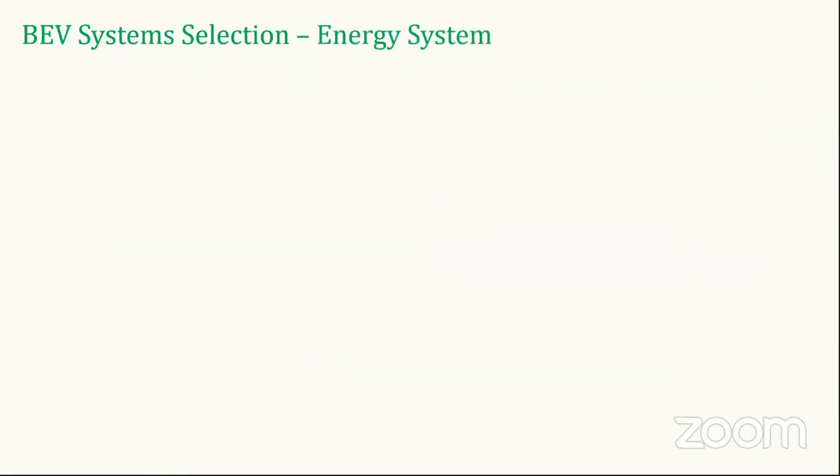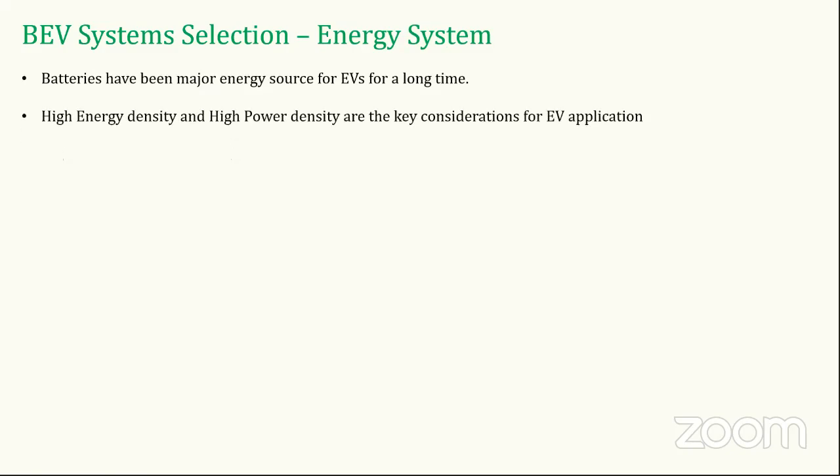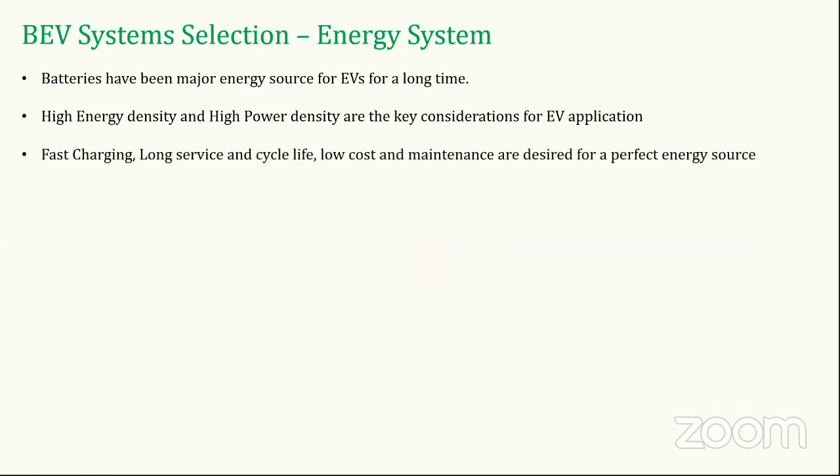So next is the energy systems. The batteries have been the major energy source for the EVs for a long time. High energy density and high power density are the key considerations for EV applications. Fast charging, long service life, and low cost and maintenance are highly desired for a perfect energy source. And there are some parameters considered for battery selection.